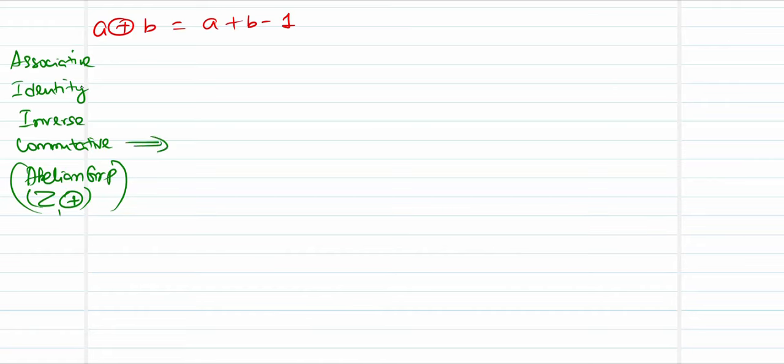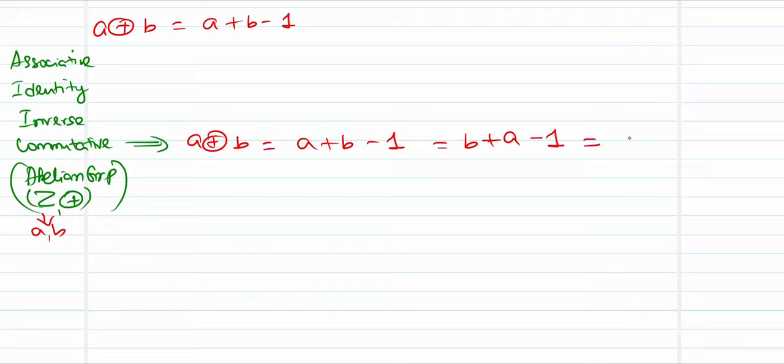Now coming to the commutative law, we will see that a ⊕ b is going to be a + b − 1. Now a and b are going to be taken from the set of integers. So a + b is the same as b + a. So what will be b + a − 1? This will be the same as b ⊕ a. So what happens? Commutative law is going to be true over here.